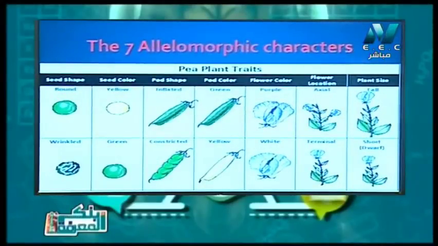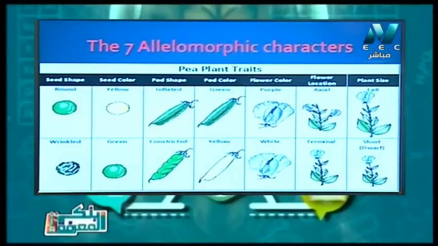The seed shape could be round or wrinkled. The seed color could be yellow or green. The pod shape could be inflated or constricted. The pod color could be green or yellow. The flower color could be purple or white. The flower location could be axial, coming out at the side of the stem, or terminal, at the top of the stem. The pea plant height could be tall or short.